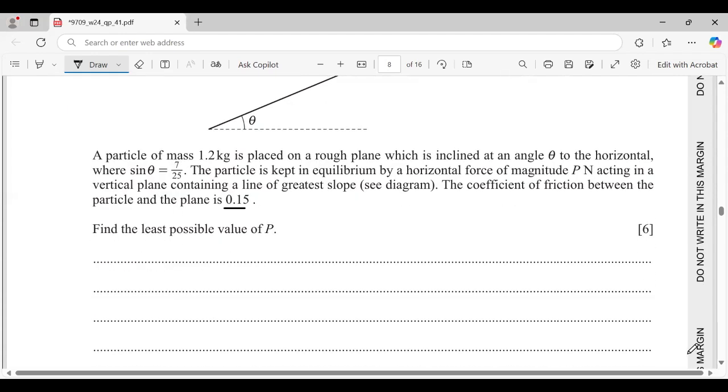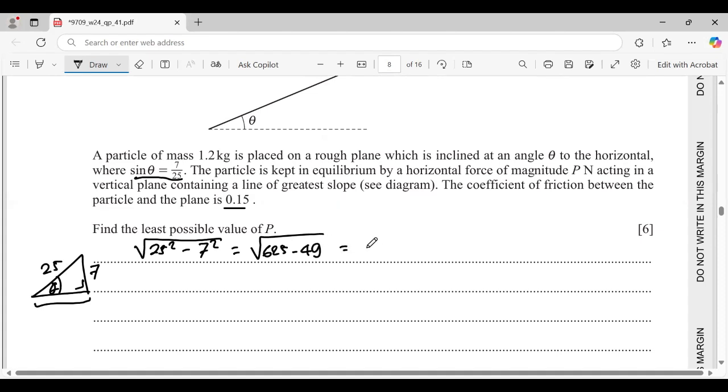The first step, I would like to find cosine theta, based on this information that sine theta equals 7 over 25. So I will create the right angle triangle. This is theta, 7 here and 25 here. To find this side, you can use the Pythagoras rule: square root of 25 squared minus 7 squared, it is 625 minus 49, square root of 576 is equal to 24. So this side is 24. So we can state that cosine theta equals 24 over 25.